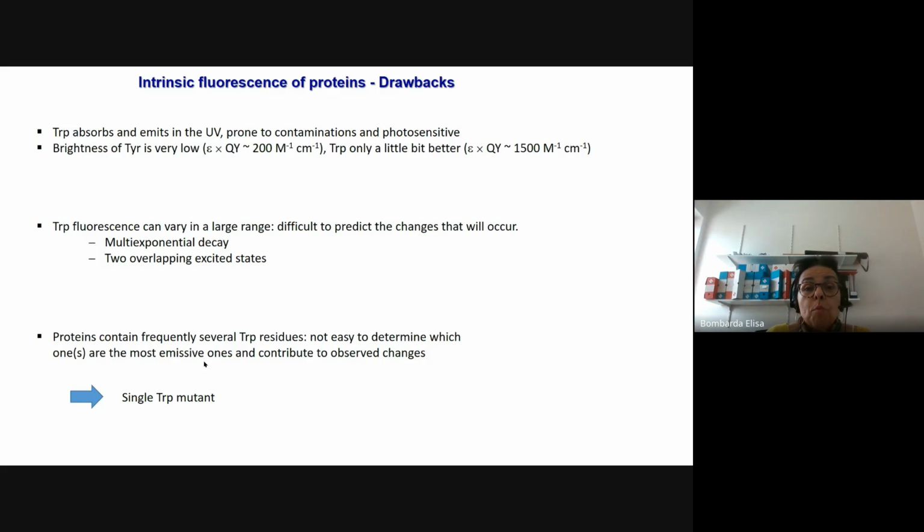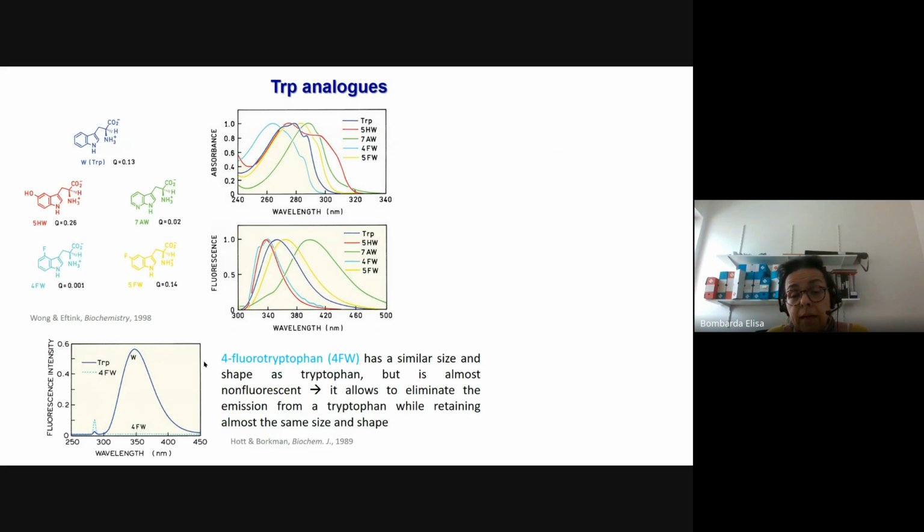So those are the drawbacks, and then we can go to some solutions. For example, concerning the brightness and the spectroscopic properties, some tryptophan analogs have been designed to have a larger quantum yield. So you see that is the natural tryptophan. And this is an analog, which has a quantum yield that is actually double.